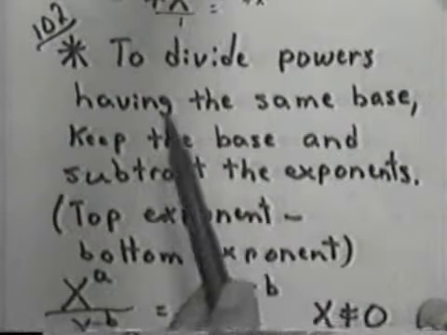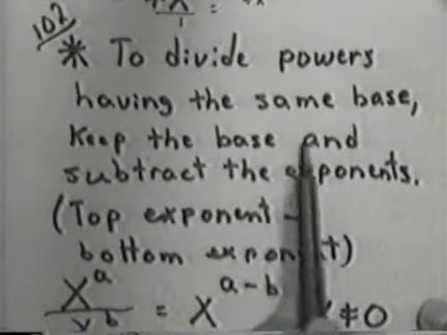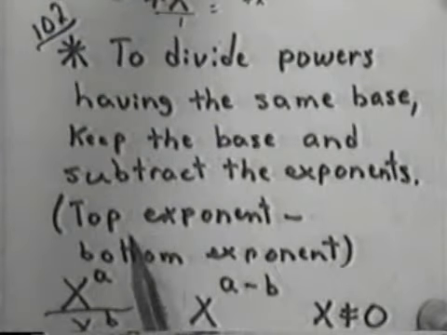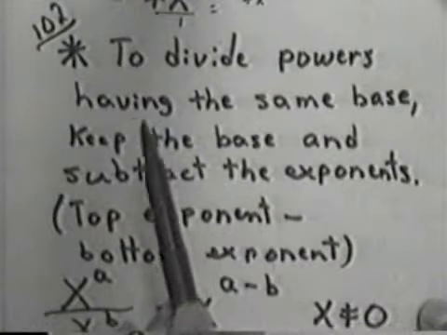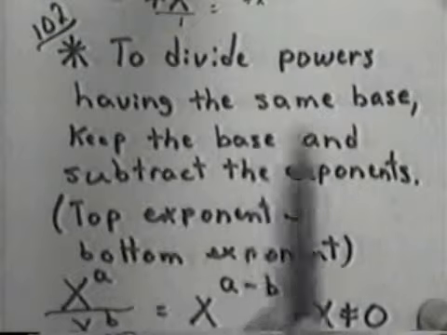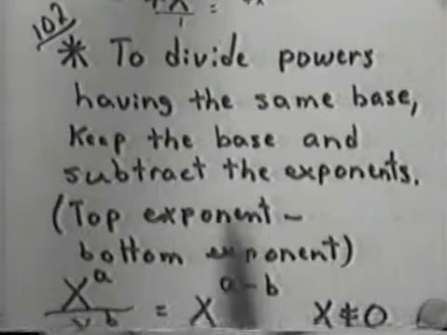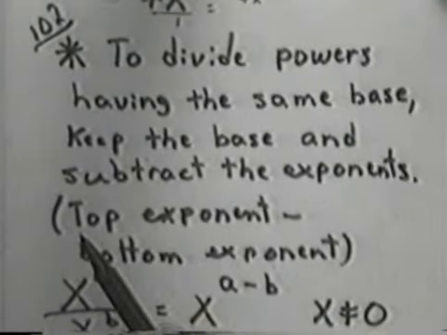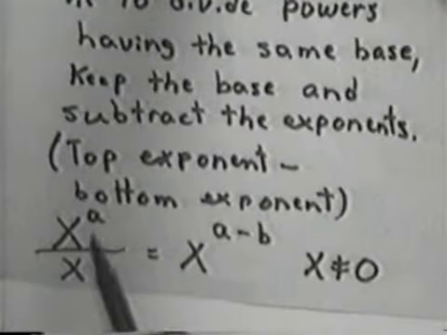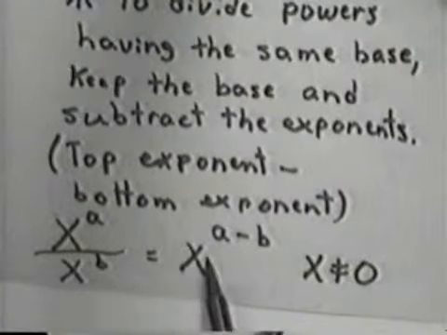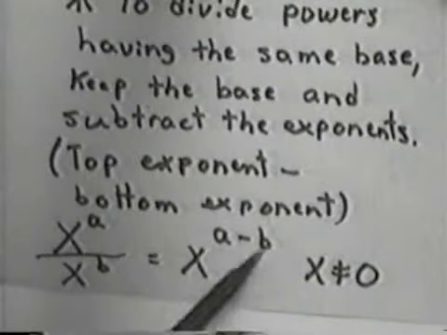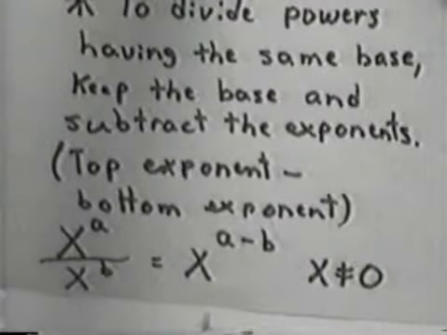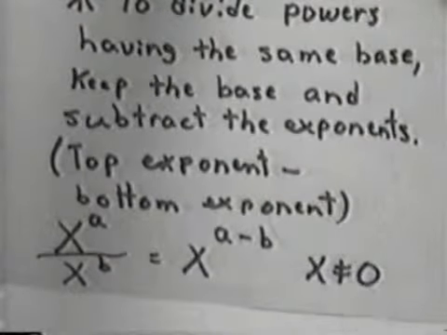To divide powers having the same base, keep the base and subtract the exponents. And that's the top exponent minus the bottom exponent. Symbolically, x to the a divided by x to the b is equal to x to the a minus b. You keep the base, subtract the exponents. The top exponent minus the bottom exponent. And we do have to assume that x is not 0 to avoid the division by 0 error.